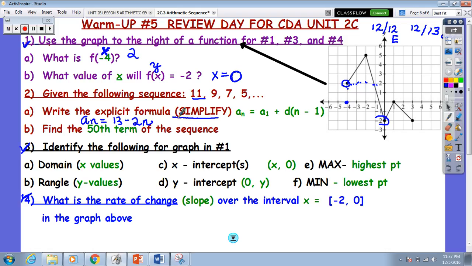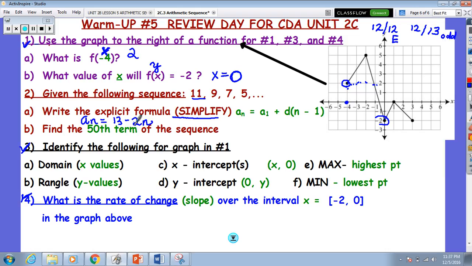Okay, so that is the simplified answer. Now we're going to find the 50th term. So that means everywhere I see an n, it's going to become the number 50. So I can write a little 50 equals 13 minus 2, and I'm copying straight from this formula. Now this n will become a 50 because we're finding the 50th term.